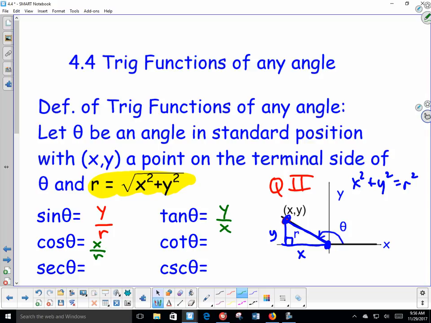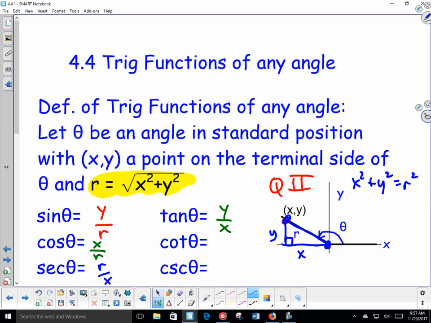These other 3 trig functions, as you know, are the reciprocals of those. So secant is going to be what? And yes, I'm getting my popsicle sticks out. Allie? Is secant the reciprocal of sine, or is secant the reciprocal of cosine? It's the reciprocal of what? Cosine. So it's got to be what? All right, so the secant of theta is going to be r over x.